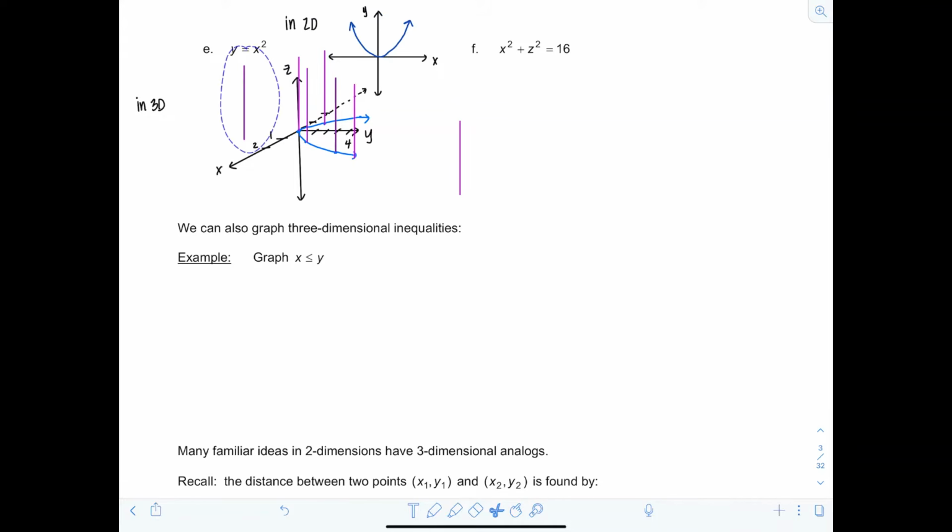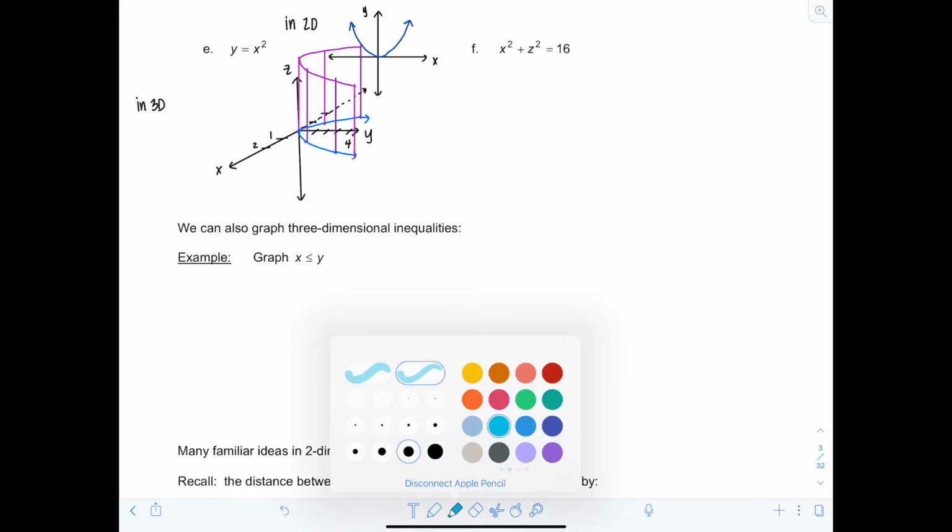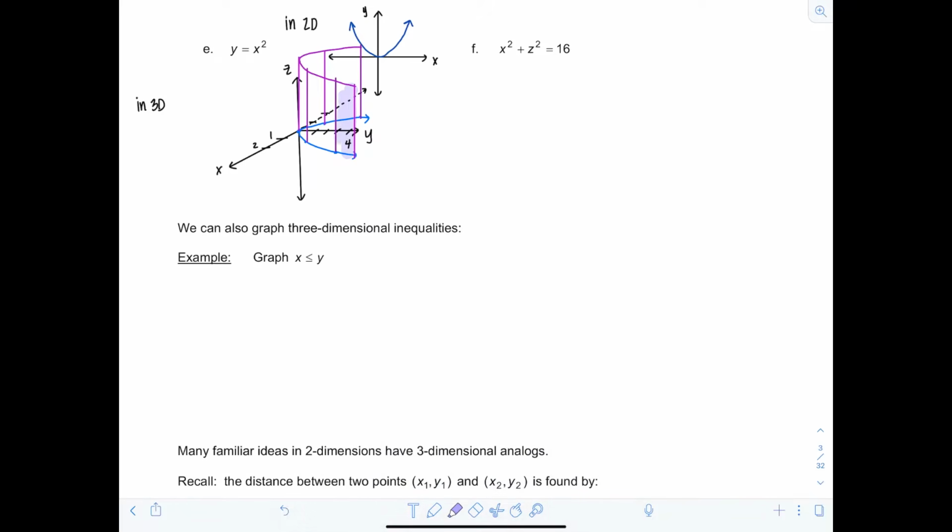Let's do one more. And then, voila, when you connect them, you should get the graph projected along the z-axis. And then here I can shade in so you see the parabola. That part's towards us, the other part's away from us. Okay?